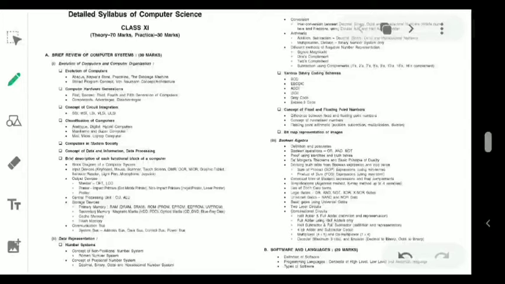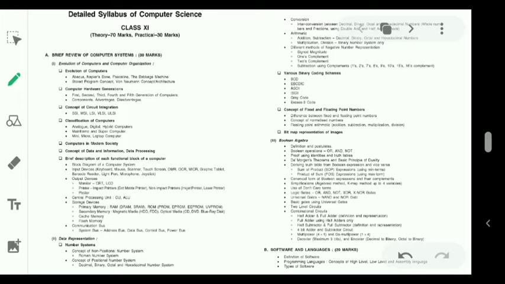Okay, so the computer science class 11 syllabus is divided into theory and practical parts. 70 marks is for theory and 30 marks is for practical. For the practical, you have to record all the programs in your laboratory notebook, so that carries 5 marks. We will come to the division of the practical marks later on. Now come to the 70 marks part.